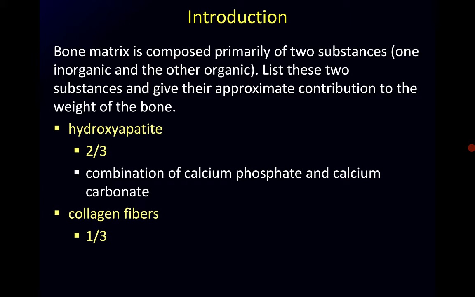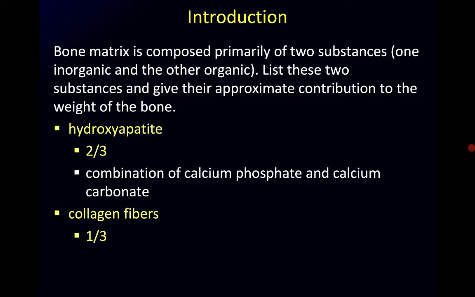So what exactly is this bone stuff? Well, it ends up that bone is composed primarily of 2 substances, inorganic and organic components. And we would expect this because we know that bone is a connective tissue. We're going to have a ground substance, and that is made of hydroxyapatite. And this is about 2/3 of the bone. It's a combination of calcium phosphate and calcium carbonate to give us that crystalline structure of bone.